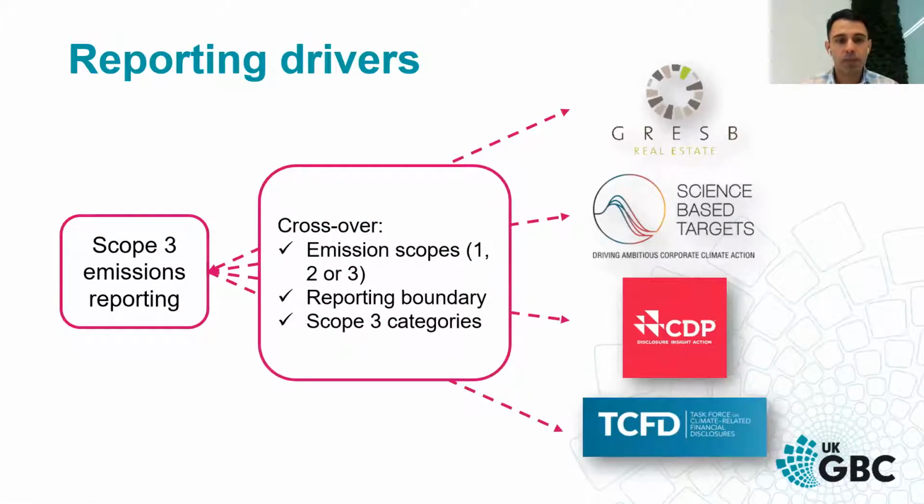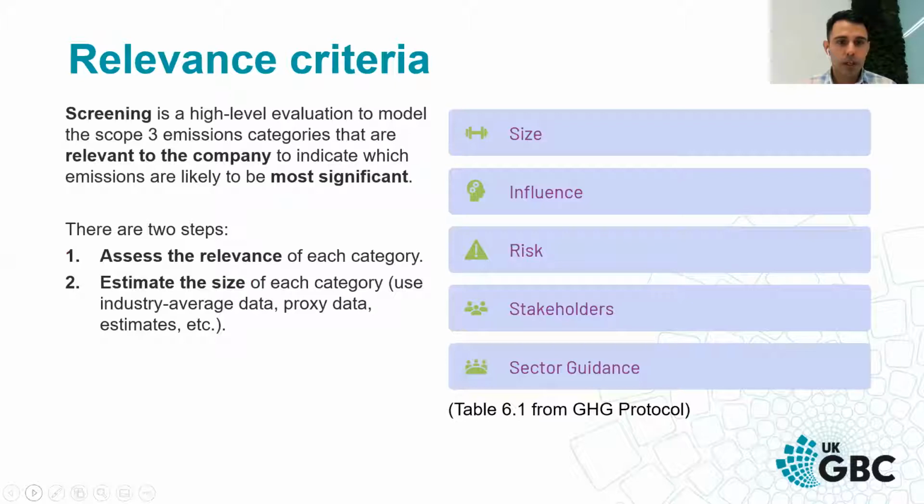So if we flick forward, this slide drives home the point that actually undertaking that assessment of your Scope 3 emissions reporting can have benefits for other reporting mechanisms, including GRESB, CDP, TCFD, and of course, science-based targets. Effectively, if companies are already reporting to the ones on the right-hand side of screen, that can help inform the Scope 3 reporting process and vice versa. So it's important to first understand what existing data you're already collecting in order to inform that wider Scope 3 footprint calculation.